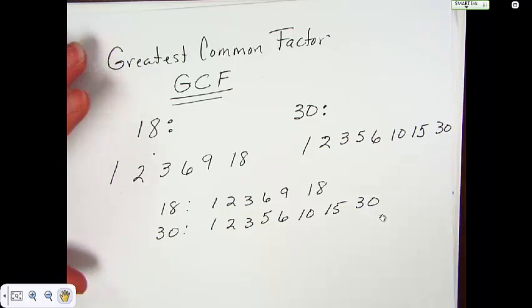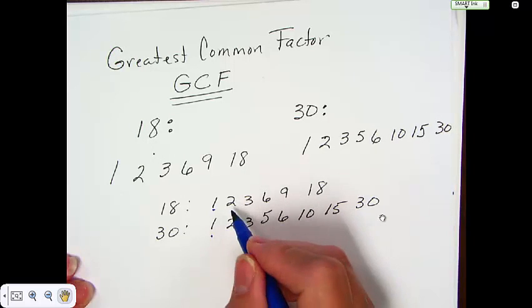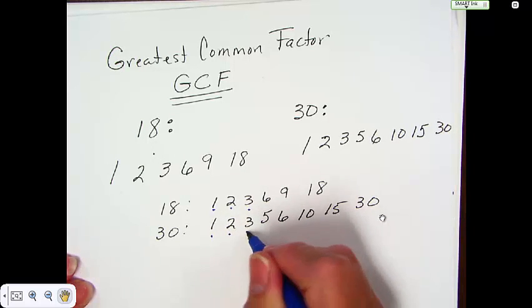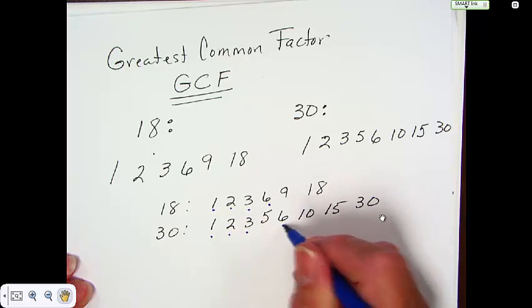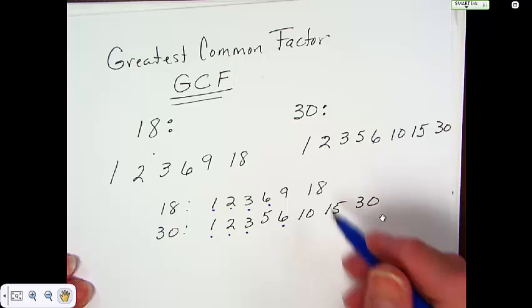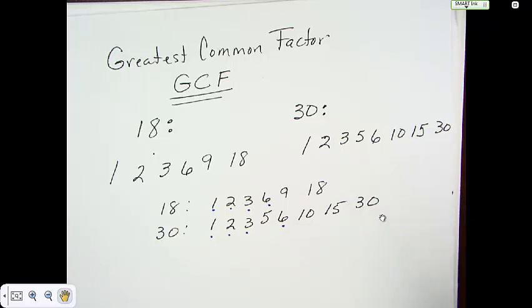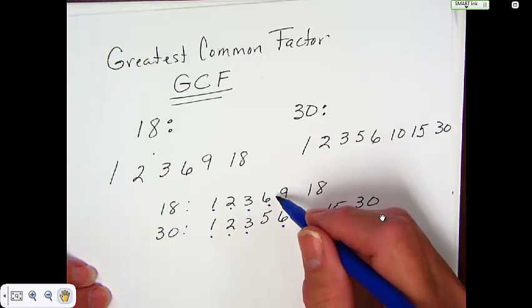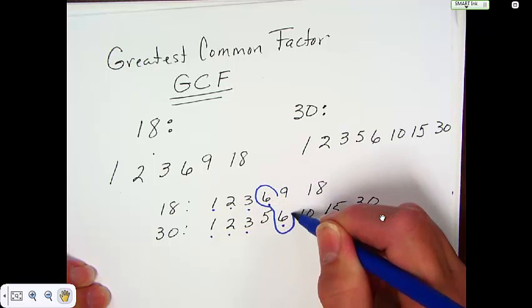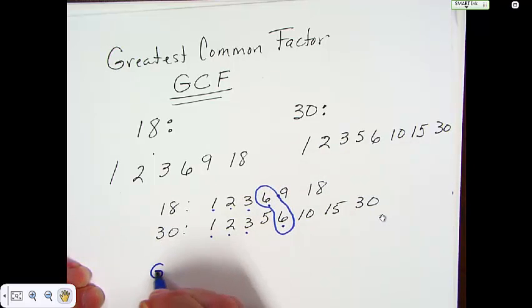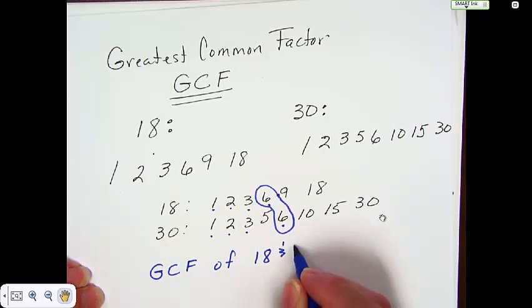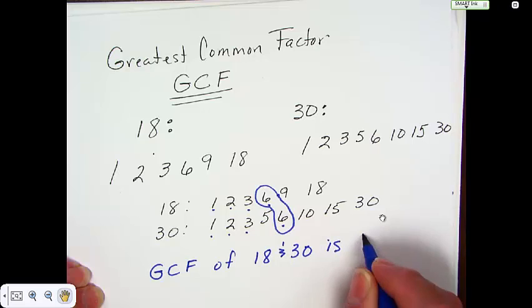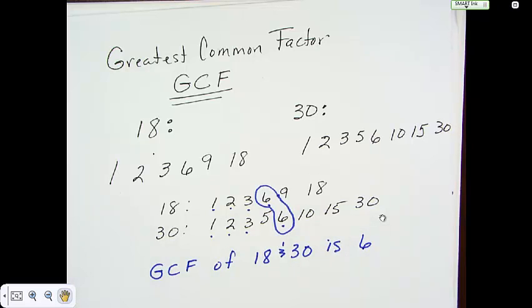Remember, the greatest common factor is the largest number that goes into both evenly. Okay, so we'll just start looking here. We have 1 and 1. Okay, 2 and 2, 3 and 3. We don't have a 5, but we have 6 and 6. 9, nope. 10, nope. 18, nope. So we're done. That's all the further we can go. Largest common factor, the greatest one, is this 6. So the GCF of 18 and 30 is 6. And that's a really good method to find it.